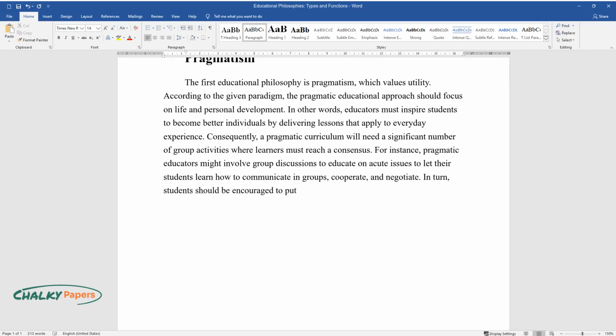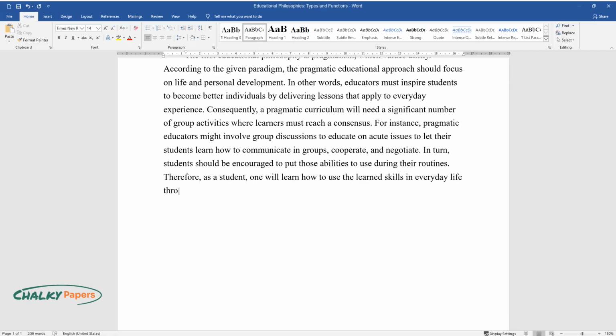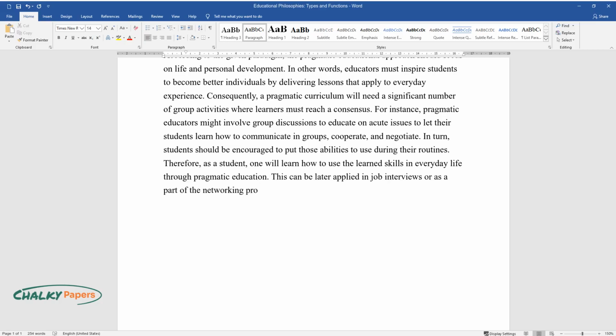In turn, students should be encouraged to put those abilities to use during their routines. Therefore, as a student, one will learn how to use the learned skills in everyday life through pragmatic education. This can be later applied in job interviews or as a part of the networking process when becoming acquainted with other people.